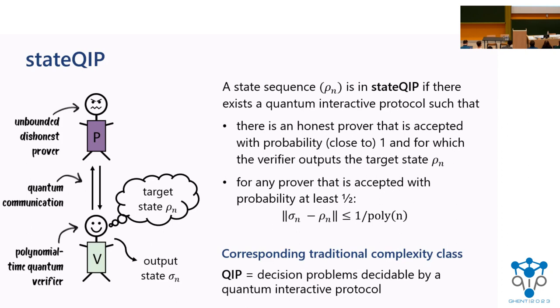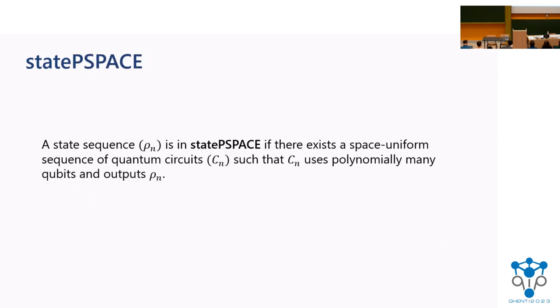Okay, so the second thing we need to know is what statePSPACE is. This is slightly simpler to say. A state sequence rho n is in statePSPACE if there is some space uniform sequence of quantum circuits, Cn, such that Cn generates the state rho n and only ever uses polynomially many qubits.